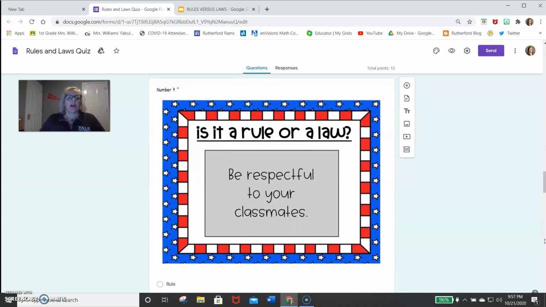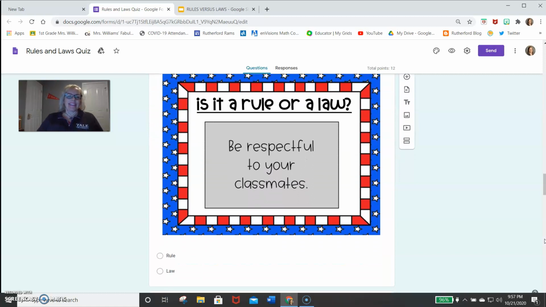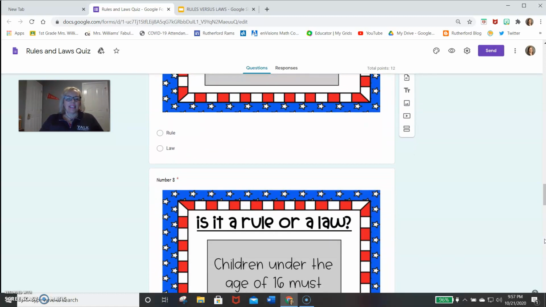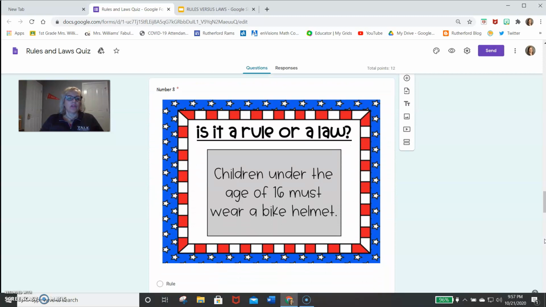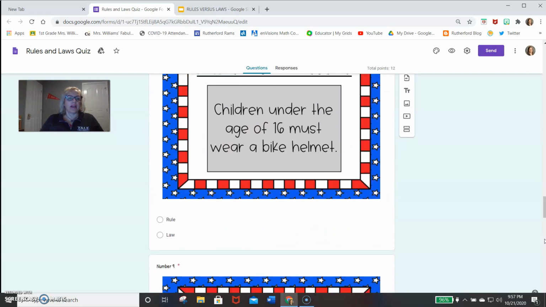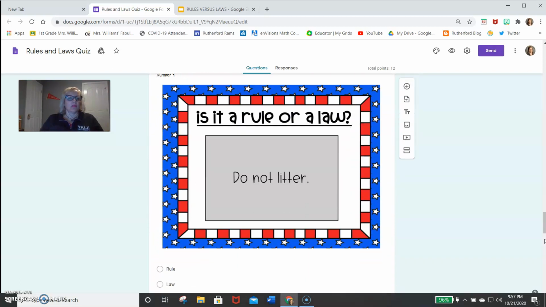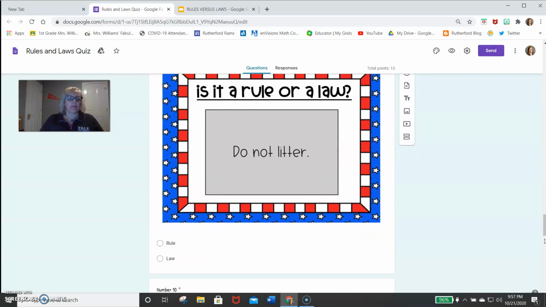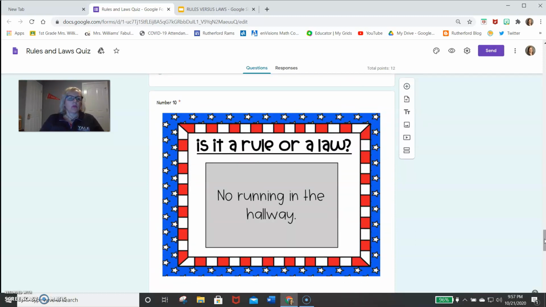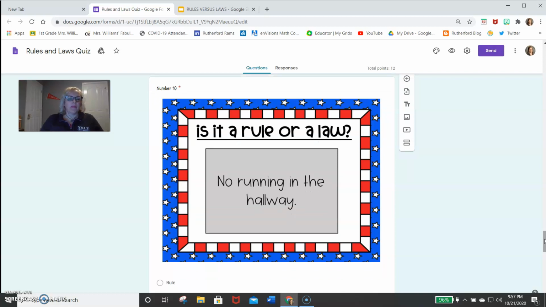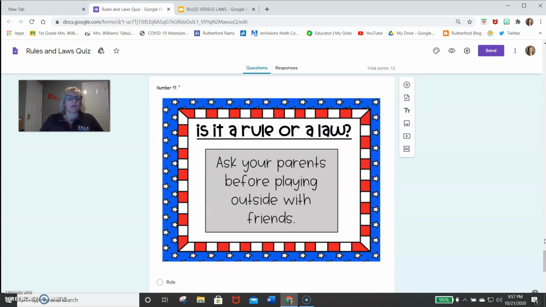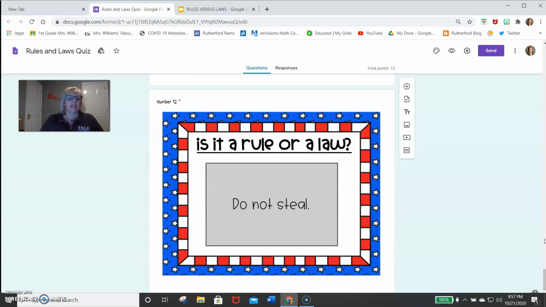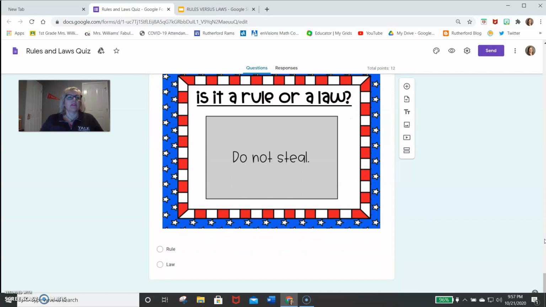Is it a rule or a law to be respectful to your classmates? And is it a rule or a law children under the age of 16 must wear a bike helmet? Is it a rule or law do not litter? Is it a rule or a law, no running in the hallway? Is it a rule or law, ask your parents before playing outside with friends? Is it a rule or law, do not steal? So these are the questions that you'll be asked next on the Google form.